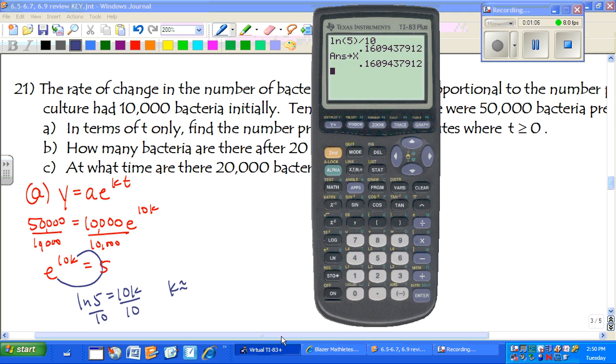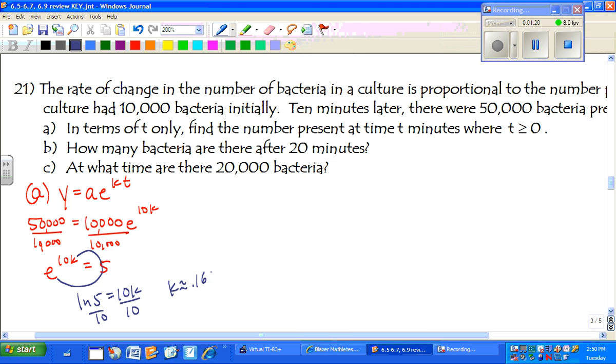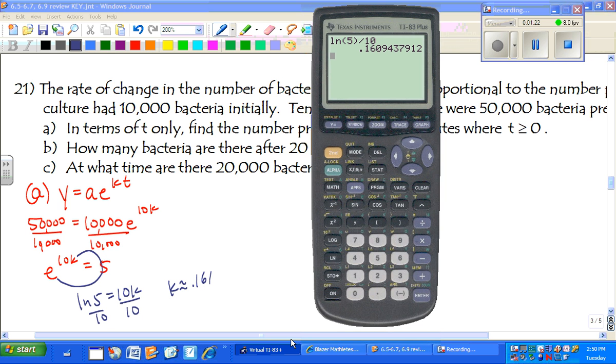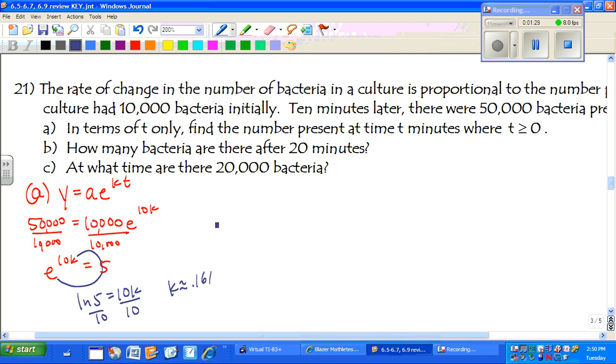We're going to write an approximation, but we want this one to be stored in our calculator. So we have natural log of 5 divided by 10. We get about 0.161. But we're going to need this for some other problems, so we're going to store this value in for x. Now whenever we use x, it's going to use that value. So part A, we get y equals, start off with 10,000 times e to the 0.161 t.